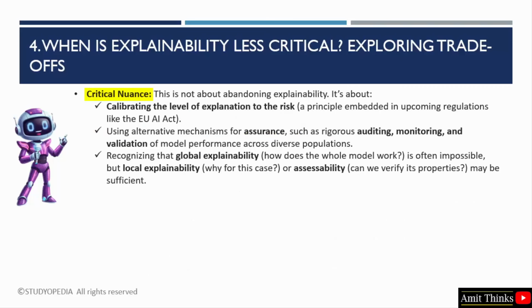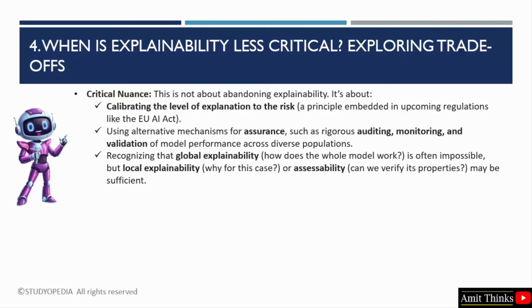Let us see the critical nuance. This isn't about dropping explainability. It's about adjusting it based on context and risk. Match explanation depth to risk level as proposed in regulations like the EU AI Act. Use other assurance methods, audits, monitoring and validation across diverse groups. Accept that full model transparency may be unrealistic.